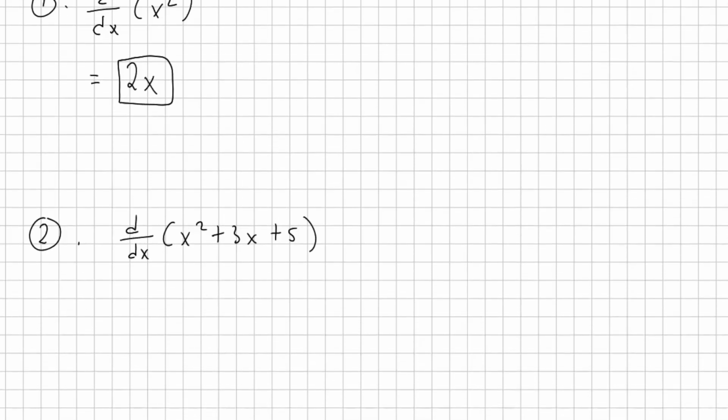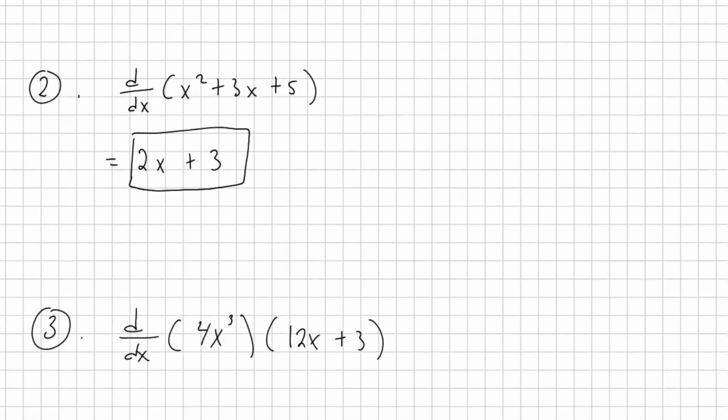We've got the d over dx of x squared plus 3x plus 5. Here we can also use power rule for each single term to solve this. So here we'd get 2x, right, plus 3. This 5 won't exist. So this would be our answer for this one.